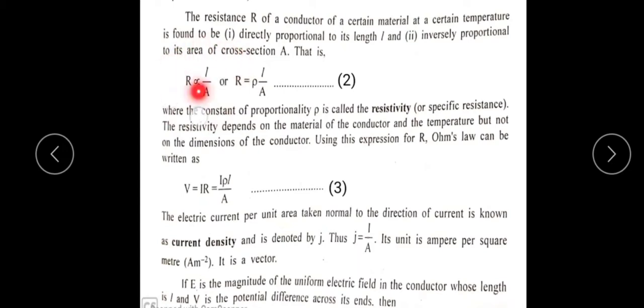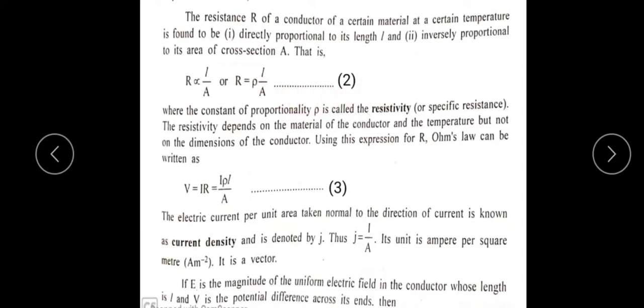R is directly proportional to length, and resistance is inversely proportional to the area of cross section of a conductor. This expression can be written as R is equal to, so instead of the proportionality sign, we write a proportionality constant, that is rho. Then R is equal to rho L divided by A. This is equation number 2.